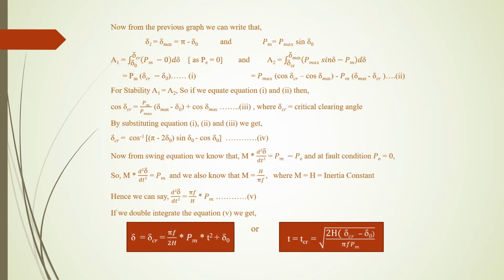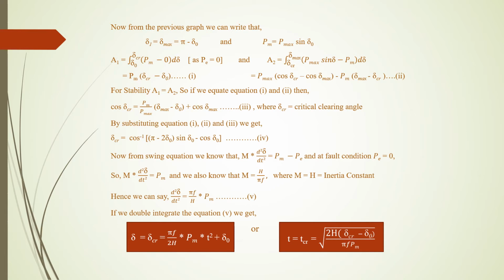Now from the previous graph we can write that del 1 equals del max equals pi minus del 0 and Pm equals P max sin del 0. Now we write A1 equals integration of del 0 to del CR of Pm minus Pe into d del, where Pe equals 0. So A1 becomes Pm into del CR minus del 0, whereas A2 will be integration of del CR to del max of P max sin del minus Pm into d del. So it becomes P max into cos del CR minus cos del max minus Pm into del max minus del CR. Now for the stability condition we know that A1 will equal A2.